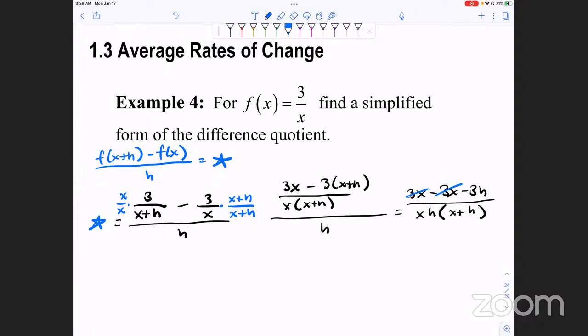Now notice we have an h that we can factor out that can cancel. If we were to factor out an h after that simplification, basically this h is going to cancel this one, okay? So then what we're left with is on bottom we have x times x plus h. On top, I think we still have that -3. Okay, I think that's it.